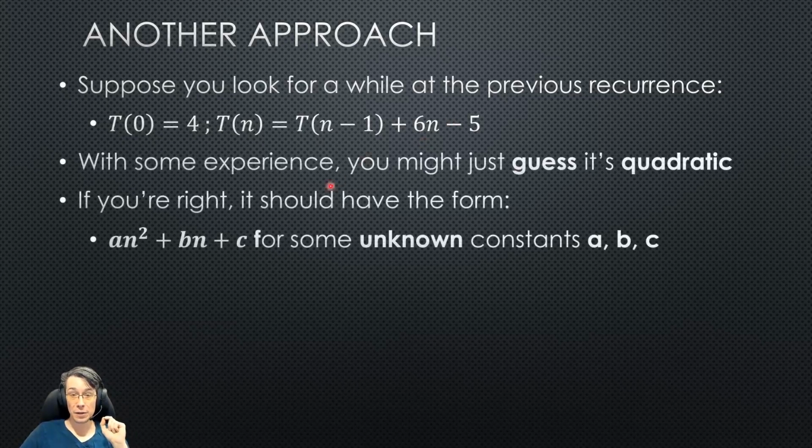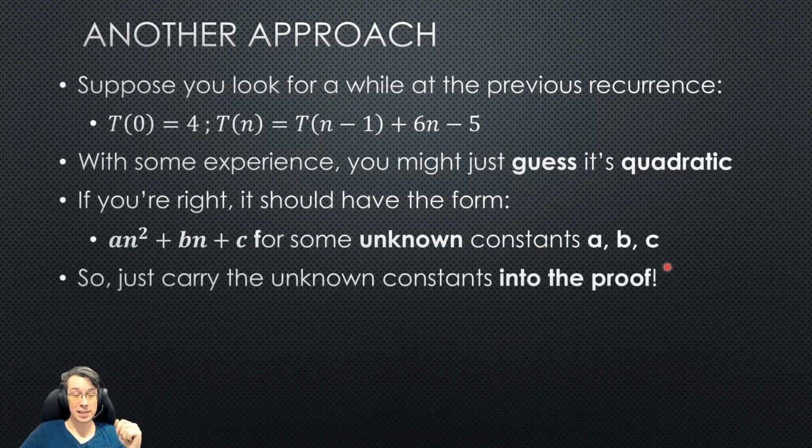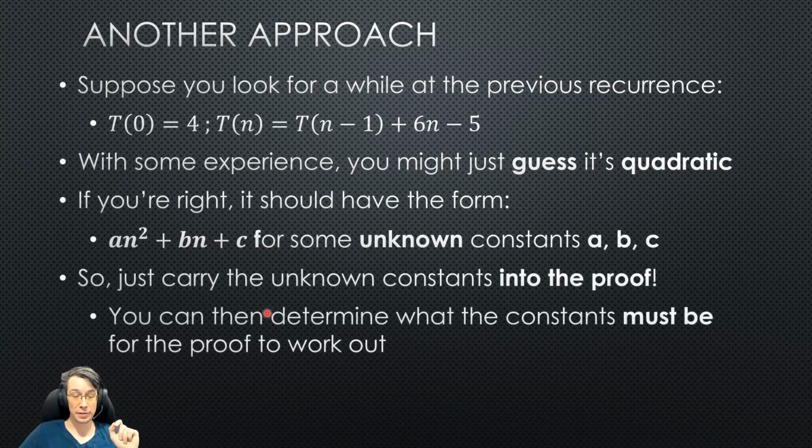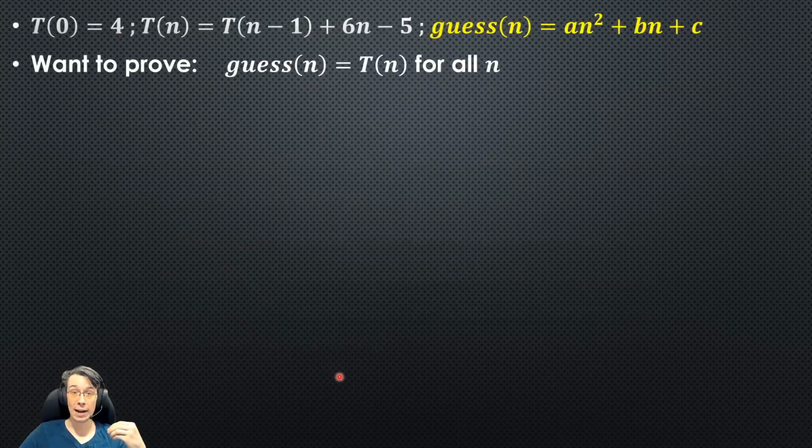Okay? If you're right, it should have the following form: an squared plus bn plus c for some unknown constants a, b, and c. So what we can do is carry the unknown constants into the proof, and then you can determine what the constants have to be for the proof to work out. And if it's not a function of this form and you are wrong in your guess, there will be no constants a, b, and c that will make the proof work out.